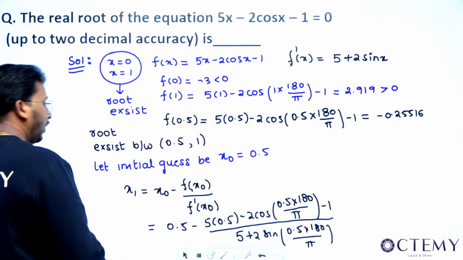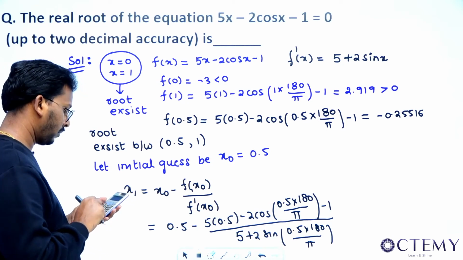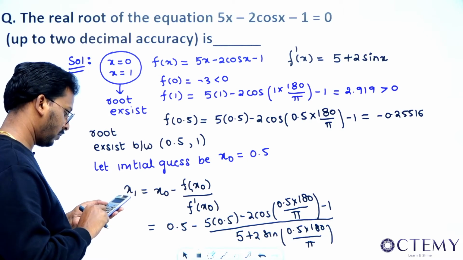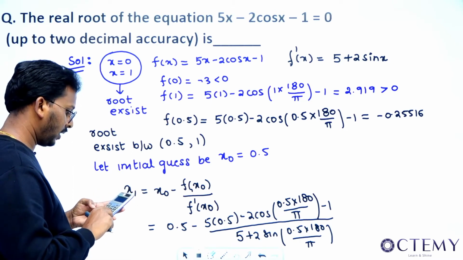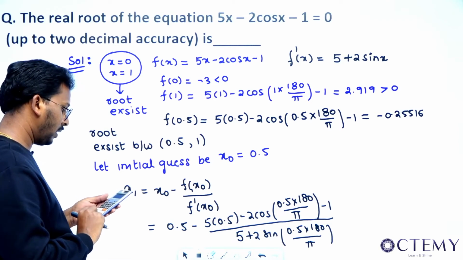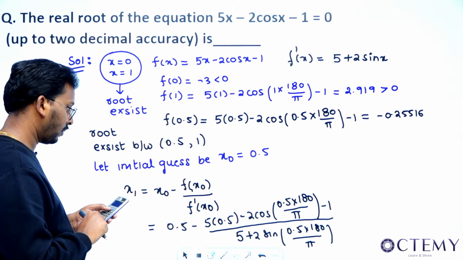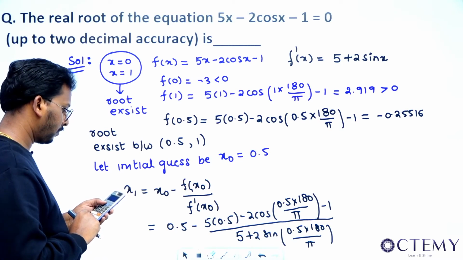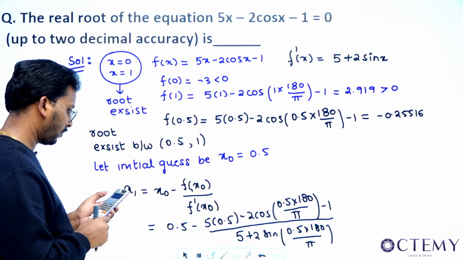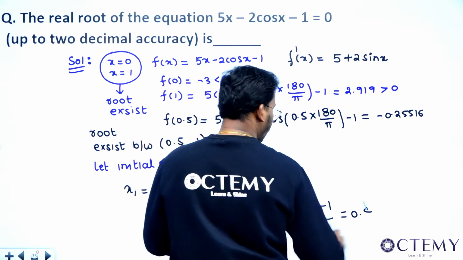Now if you find this, see sir, what will you get? You will get your x1 as 0.5 minus, divided by 5 plus 2 sine 90 by pi. This is coming up to be 0.5428.